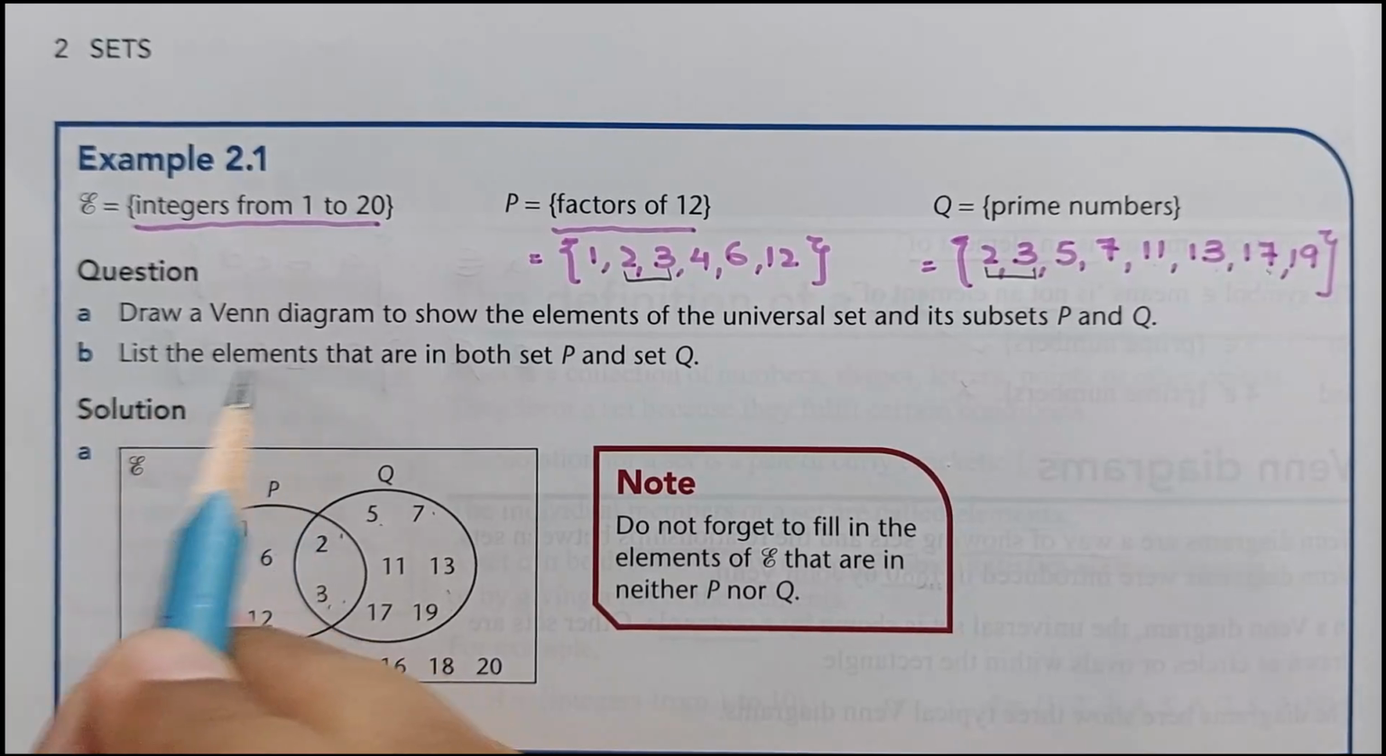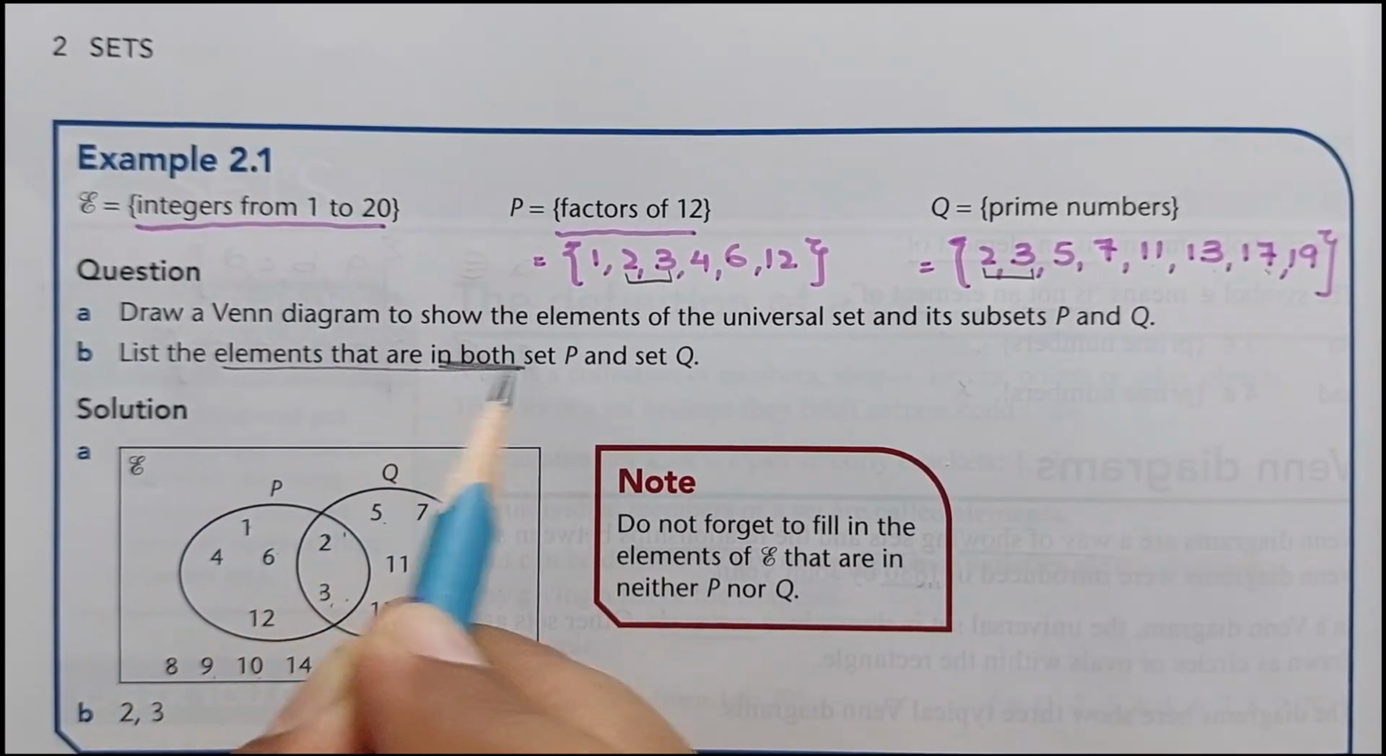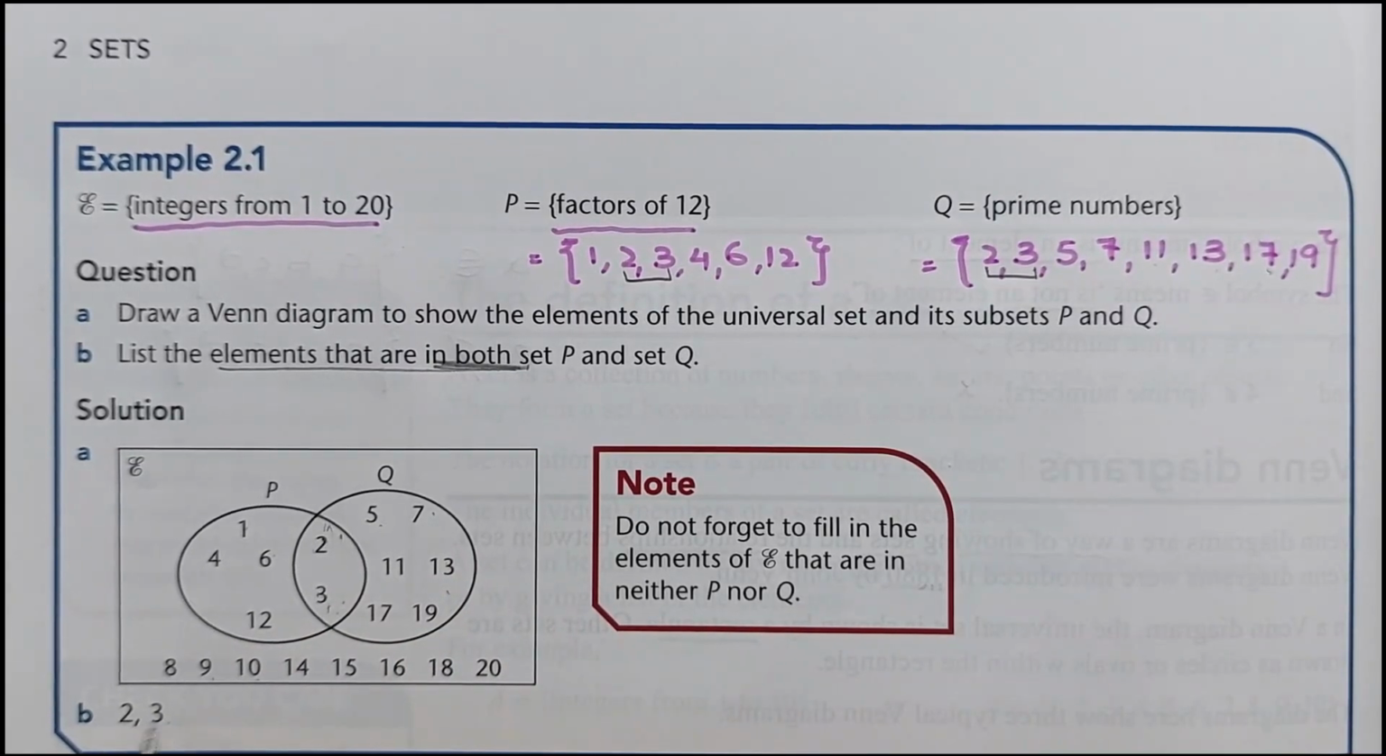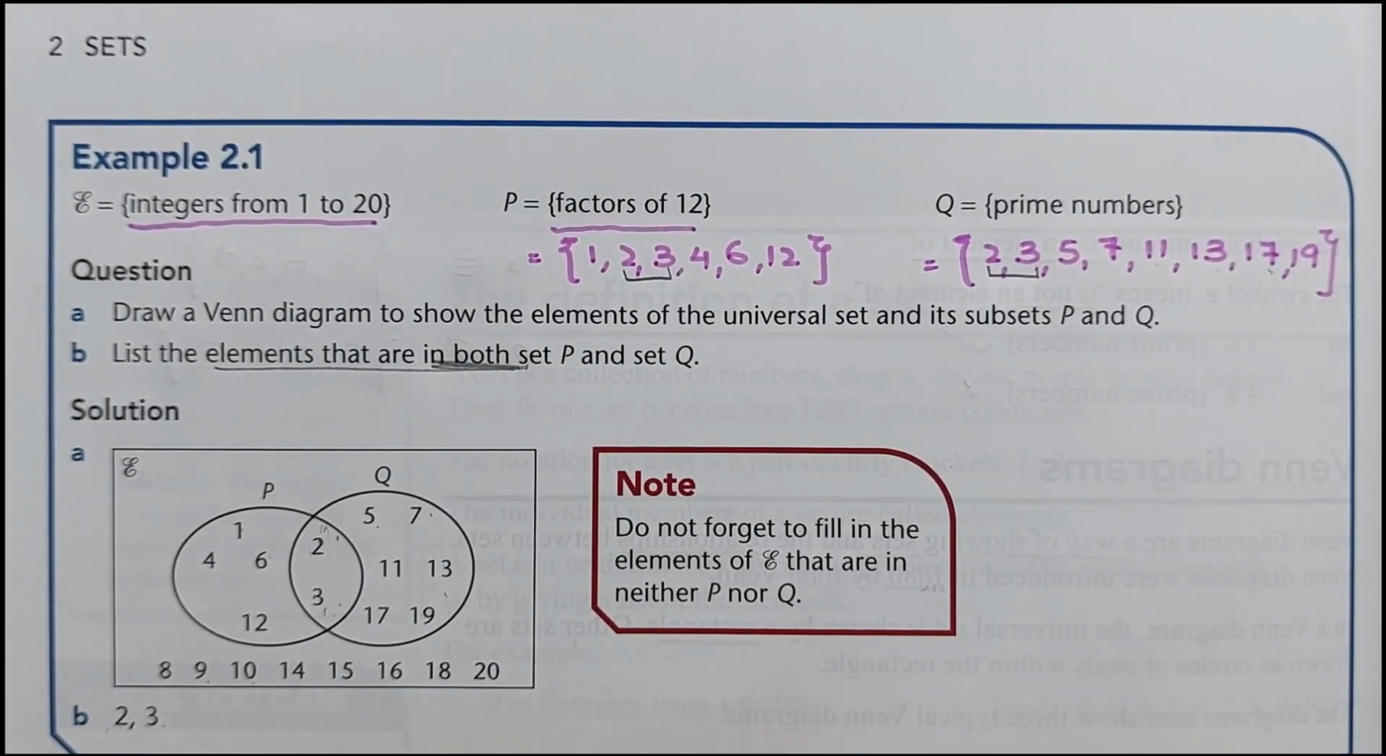Okay, now for part B, it says list the elements that are in both sets. So which two elements are in both sets? The element 2 and the element 3. So these two elements are in both sets, right?